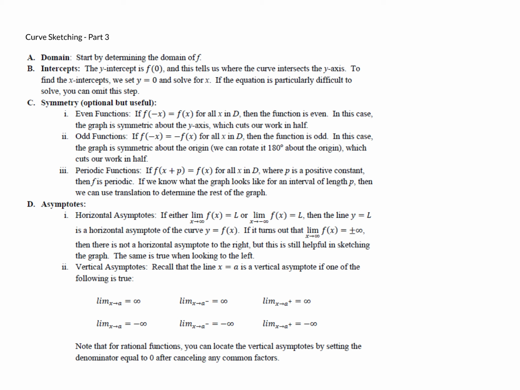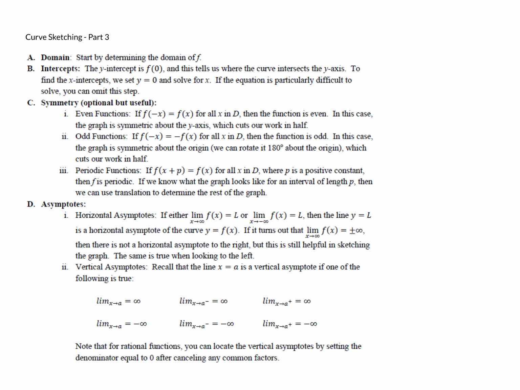Similarly, if we have an odd function where f of negative x is equal to negative f of x for all x in the domain, the function is odd, and if this is the case, the graph is symmetric about the origin, meaning we can rotate it 180 degrees about the origin and get the same thing. And that again cuts our work in half because we only have to do half of it, and then we can rotate that 180 degrees around the origin.